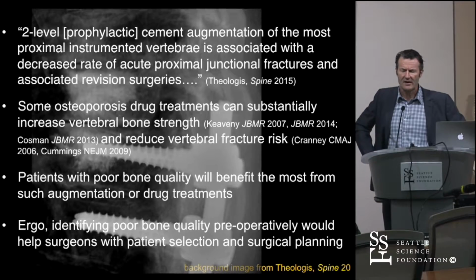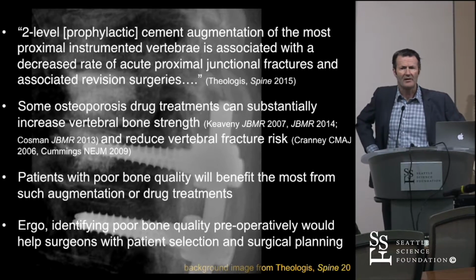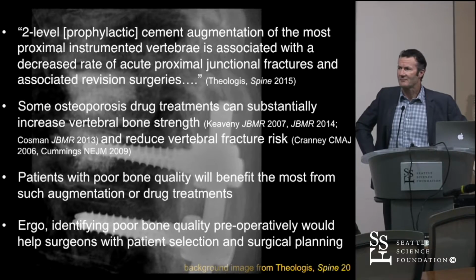But on the basis that higher risk patients will benefit more from the treatment, then it would make sense to identify patients who have worse bone quality as being the ones that could potentially benefit the most from your intervention. So for example, rather than say I'm going to prophylactically treat every patient with a vertebroplasty in the proximal adjacent level, I'm going to try and identify those who I think will benefit most from that process.